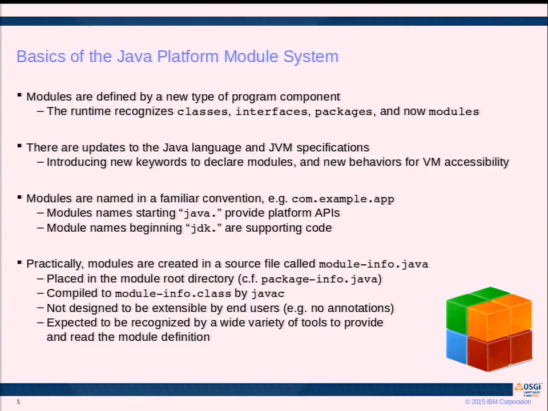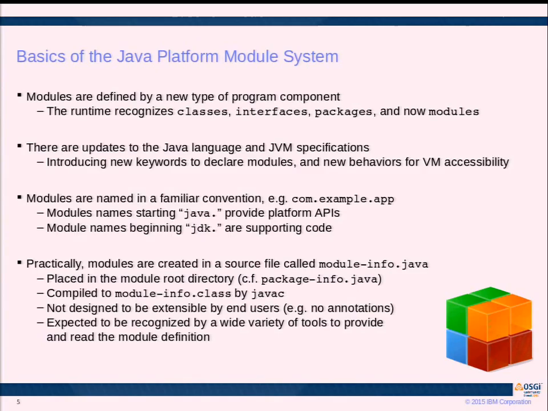And then when you're declaring a module, you'll create source code in a module-info.java. The analogy is with package-info.java, if folks are familiar with that already, describing the capabilities of the package. Well, module-info.java you put into the module root directory, and then you use javac to compile it down to bytecodes. Okay?